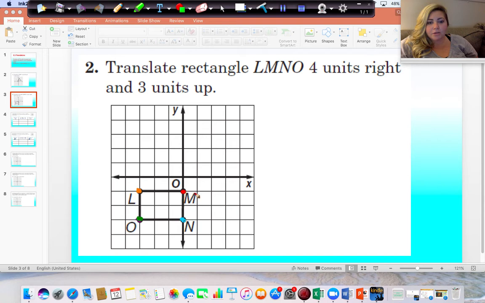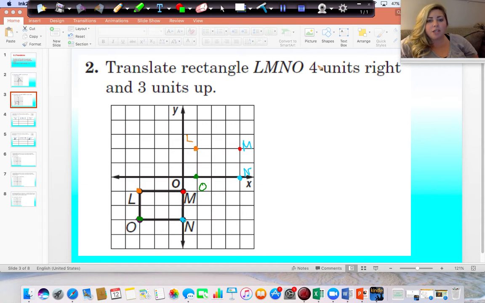Okay, so I'm going to move M 4 to the right and 3 units up. So 4 to the right, 1, 2, 3, and 4, and 3 units up, 1, 2, and 3. I'm going to move N 4 to the right and 3 up. So 1, 2, 3, and 4, and 1, 2, and 3. Sorry, that was M, and this is N. And then O, 1, 2, 3, 4, and 1, 2, 3. And our last one is L, and 1, 2, 3, 4, 1, 2, 3.